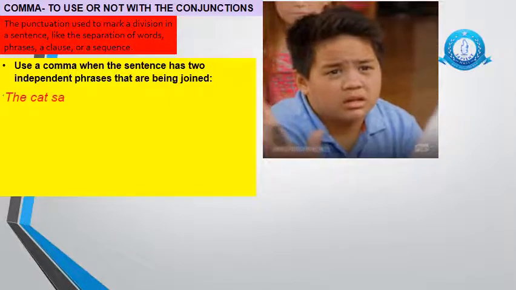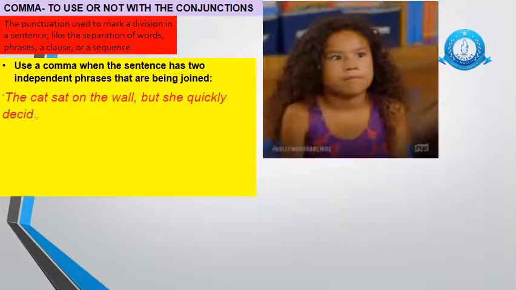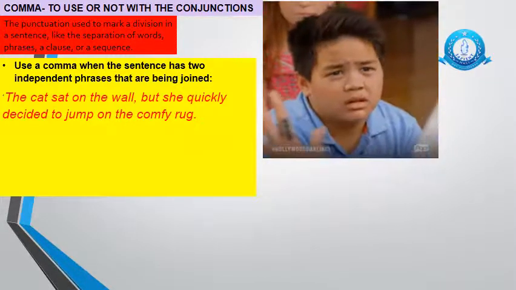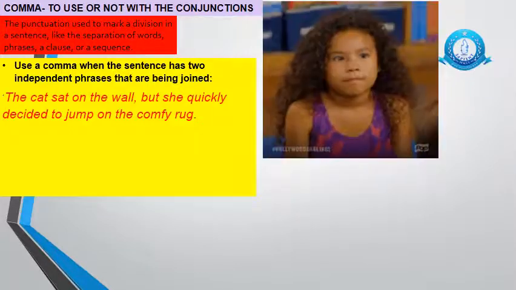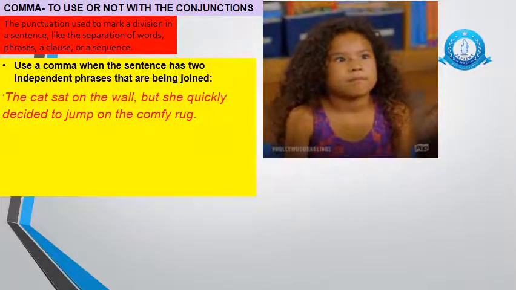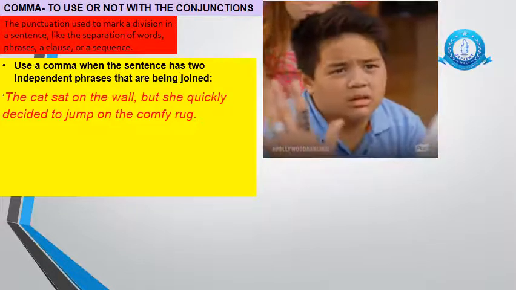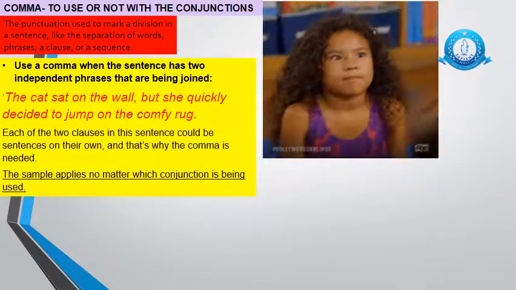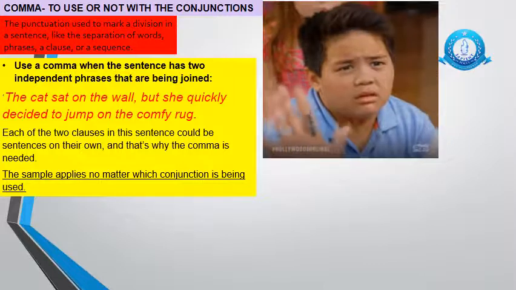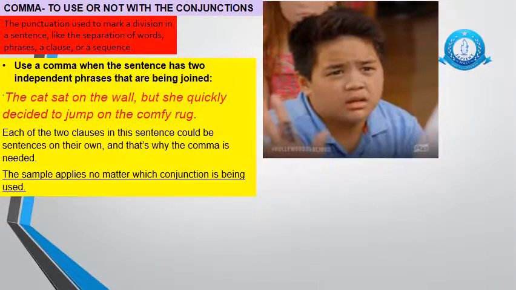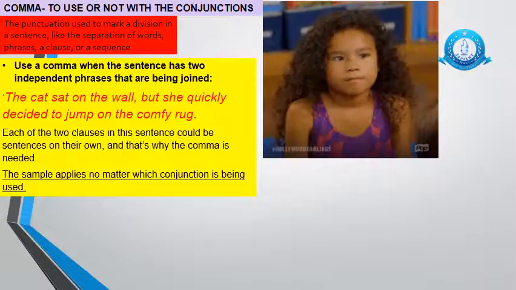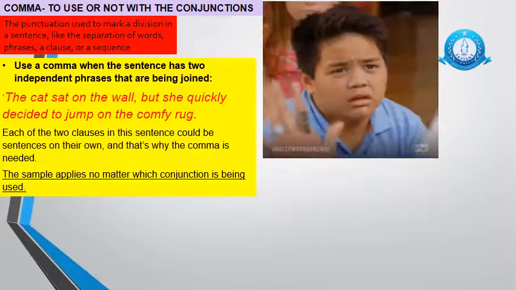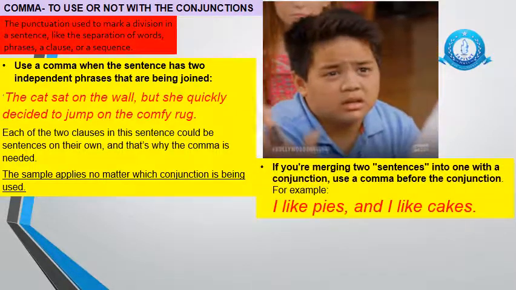Now, if we look at this sentence in front of us: the cat sat on the wall, but she quickly decided to jump on the comfy rug. Here the comma is being used when the sentence has two independent phrases that are being joined. Two main clauses. So here we have two sentences that make sense by themselves. Each of the two clauses in these sentences could be sentences on their own. So if you put a full stop after "wall", the next sentence without the "but" is a complete sentence, and that is why we use the comma here. And the same applies no matter which conjunction is being used.